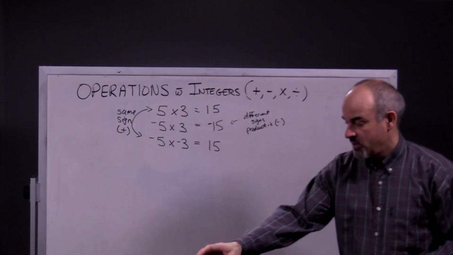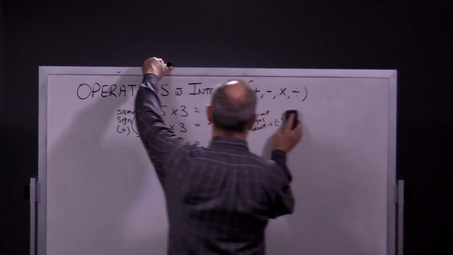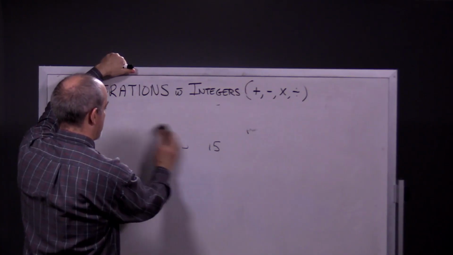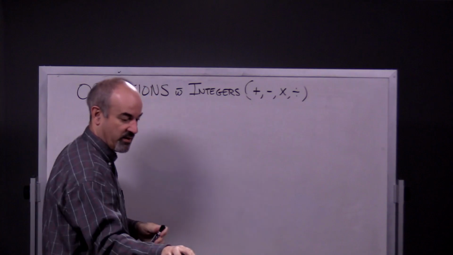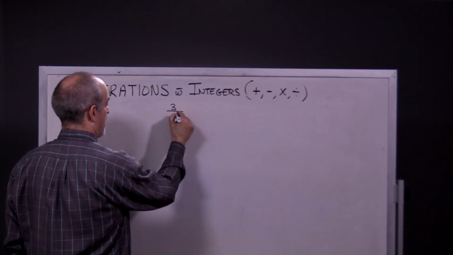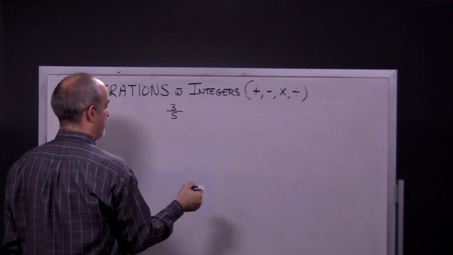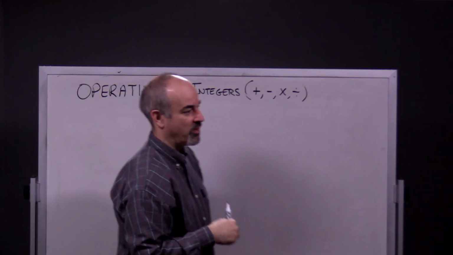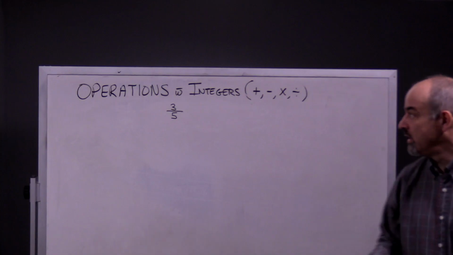So, operations with integers, division. I'll probably use the same numbers like 5 and 3 again. So you could have 5 over 3, or 3 over 5.